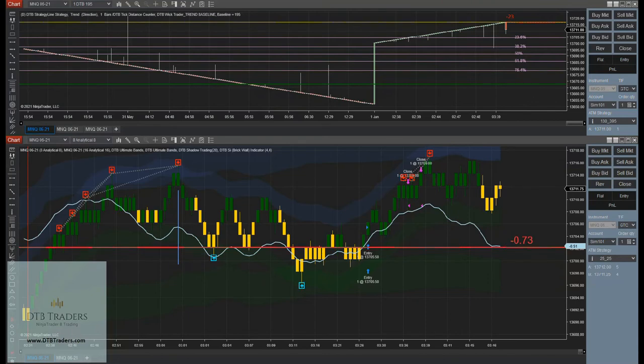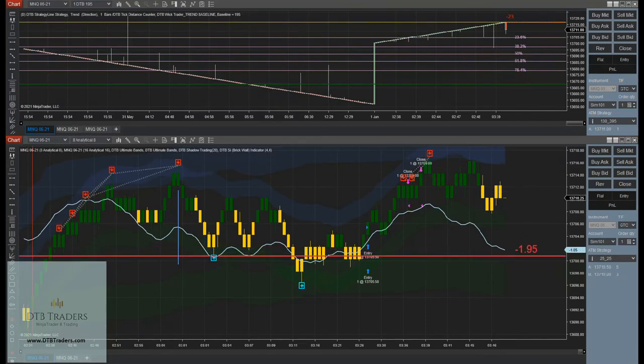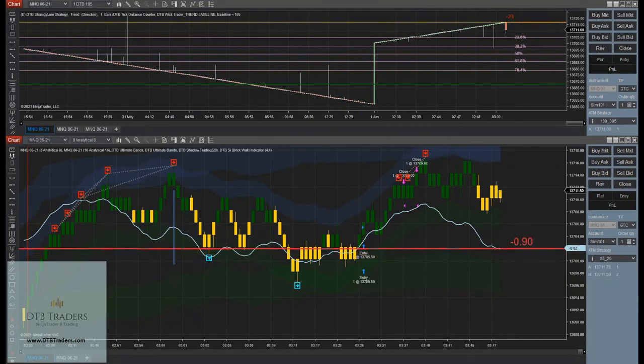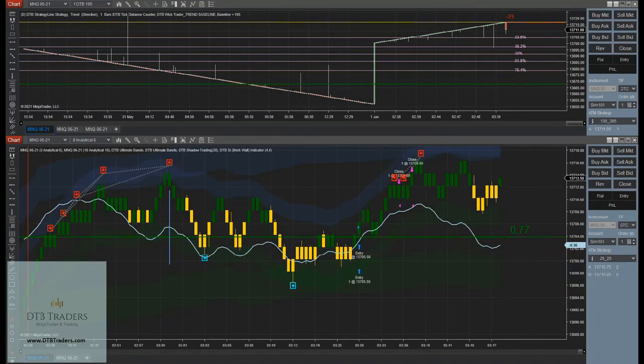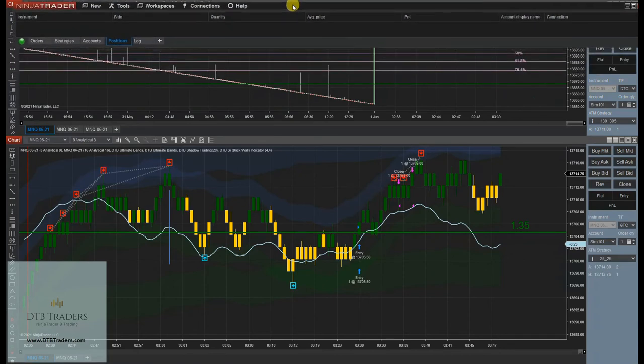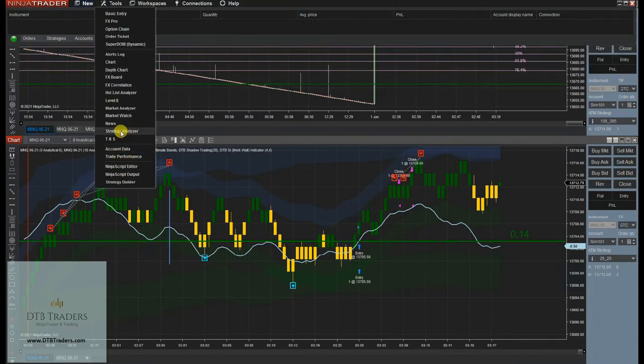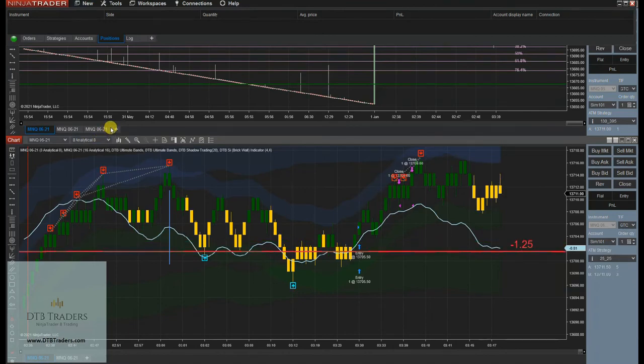So the SI indicator, the brick wall indicator, if you go into your control panel and you go new strategy analyzer, then what that's going to do, it's going to bring up a new strategy analyzer window, which hopefully will pop up soon. NinjaTrader. Let's just see. I'll try that again. So new strategy analyzer.